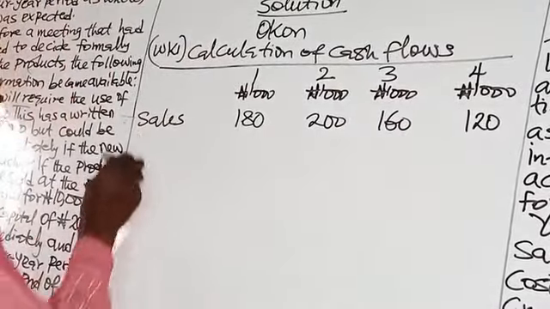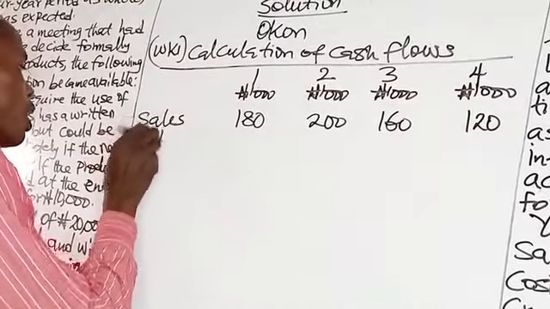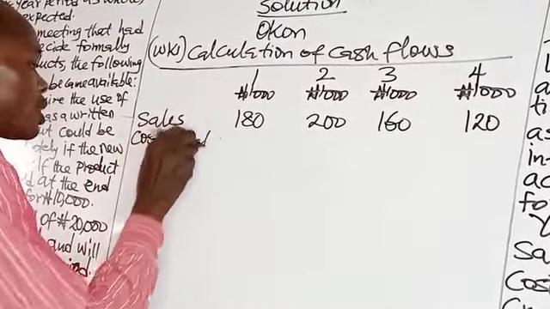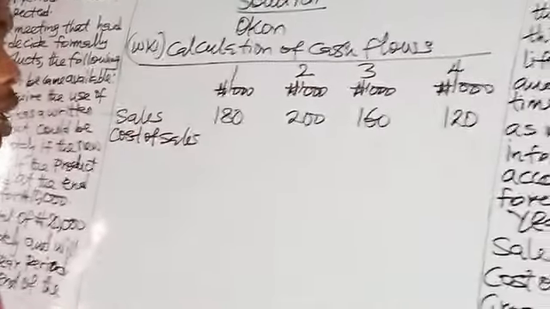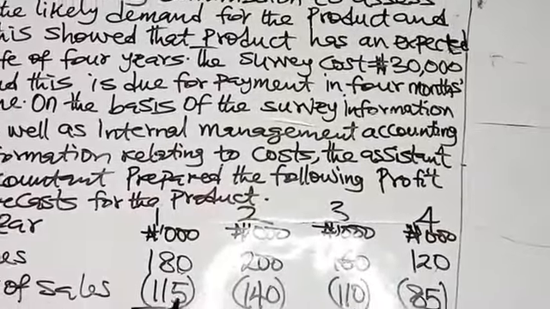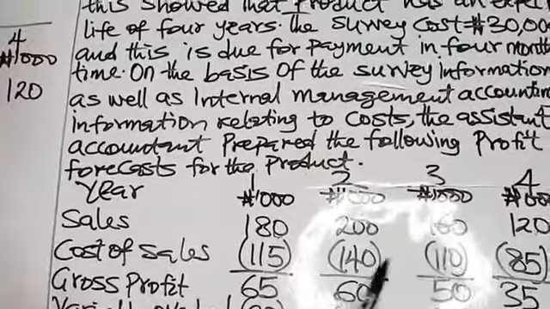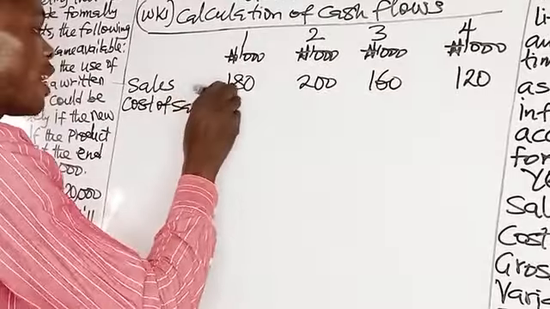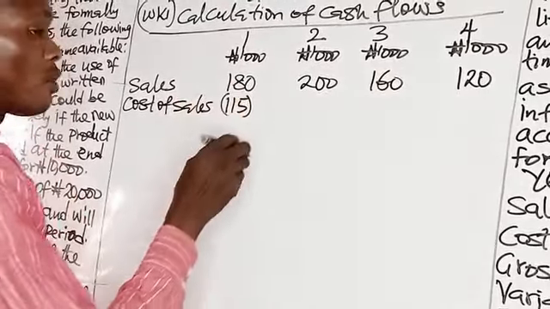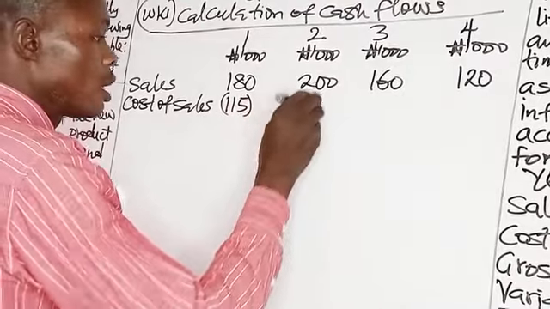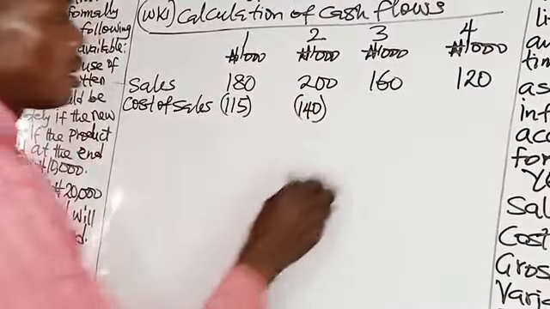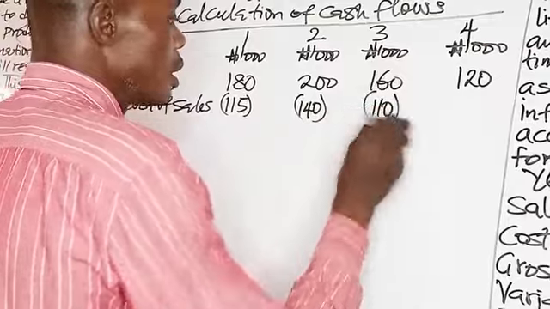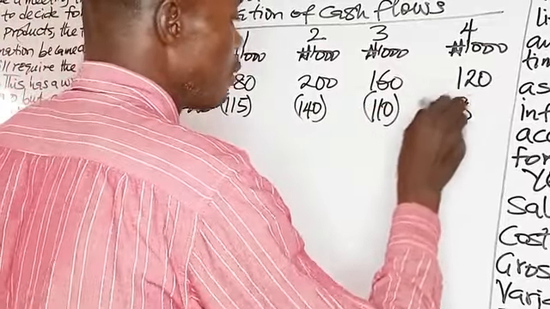We also have cost of sales. Year 1, we have 115. Year 2, 140. Year 3, 110. Year 4, 85.